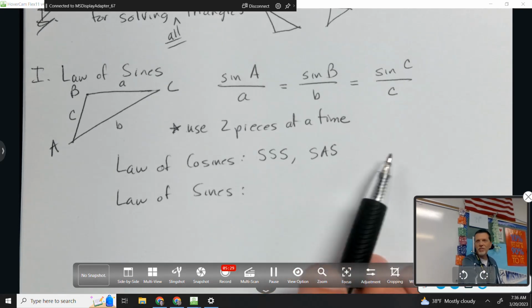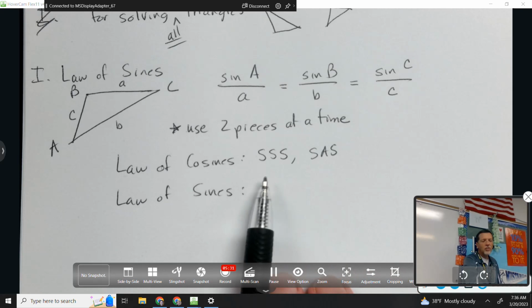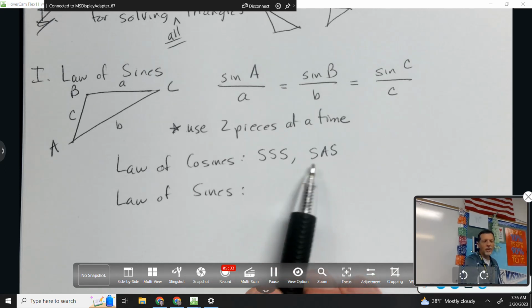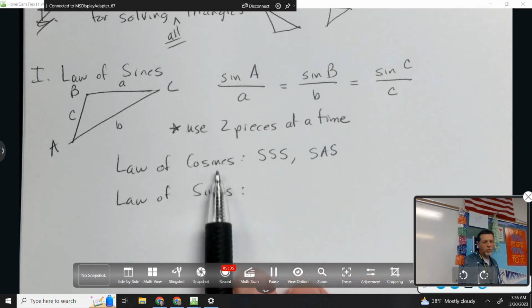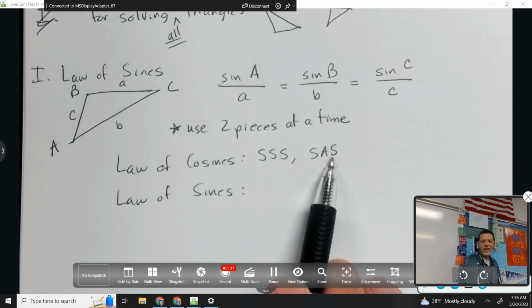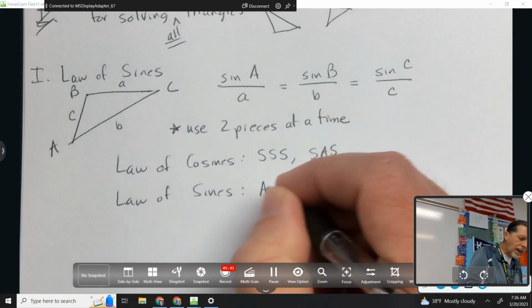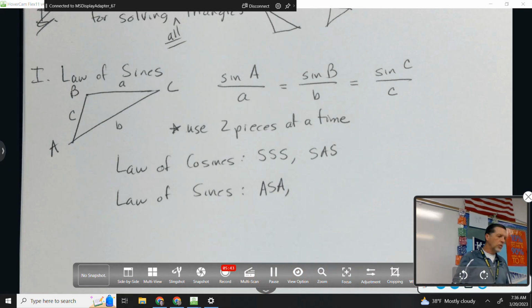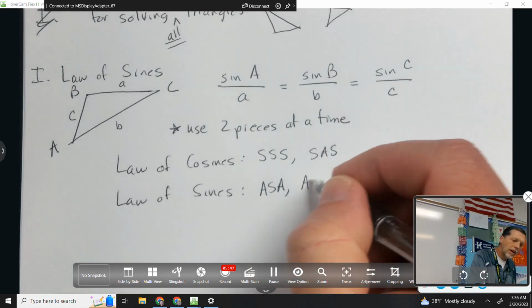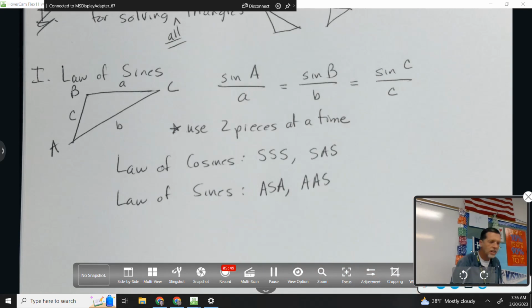We're not doing proofs. We're not doing congruency. This is just about the information you have. If you have three sides, then you will use law of cosines. If you have side angle side, you would use law of cosines. If you have angle side angle, you would use law of sines. If you have angle angle side, you would use law of sines.